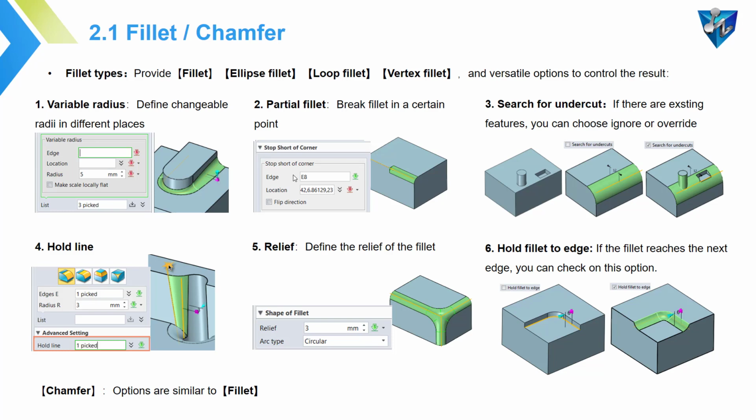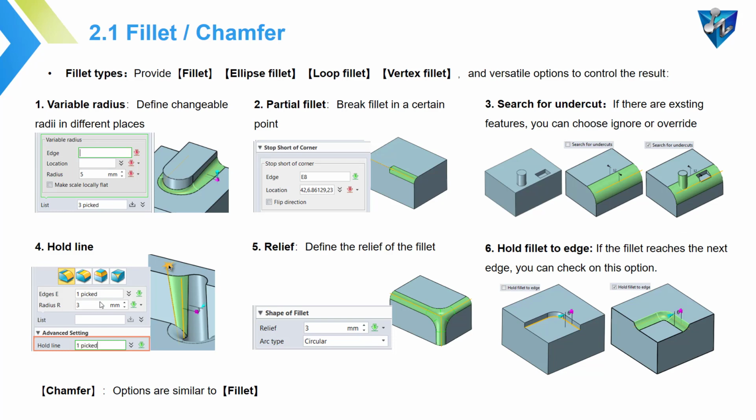The second one is partial fillet. Here you can see we can break the fillet at a certain point when creating the fillet for a whole edge. The third one is search for undercut. If there are already existing features, you can choose to ignore or to override the existing features, and you can also see this in the image below.